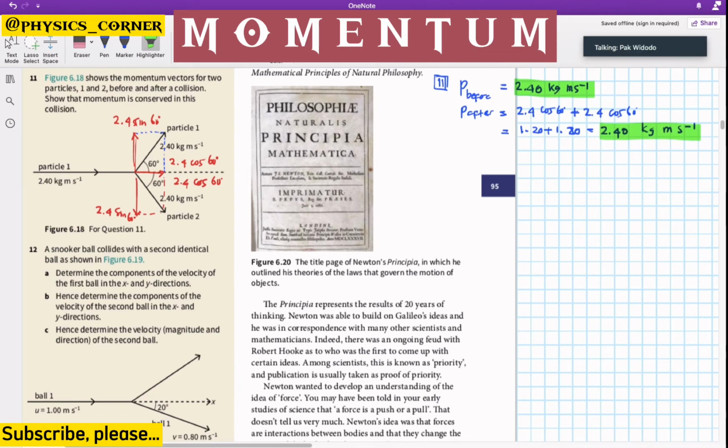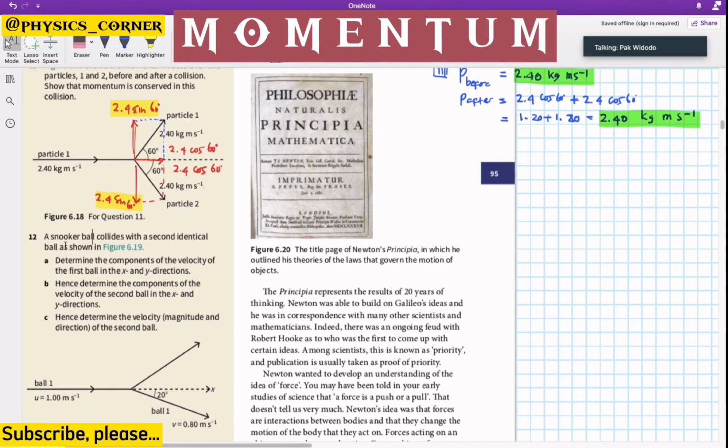What about on the y direction? Y direction is 0. 2.4 sine 60 and negative 2.4 sine 60 become 0. So we don't need to solve this again, they cancel each other out. Okay, that's it.